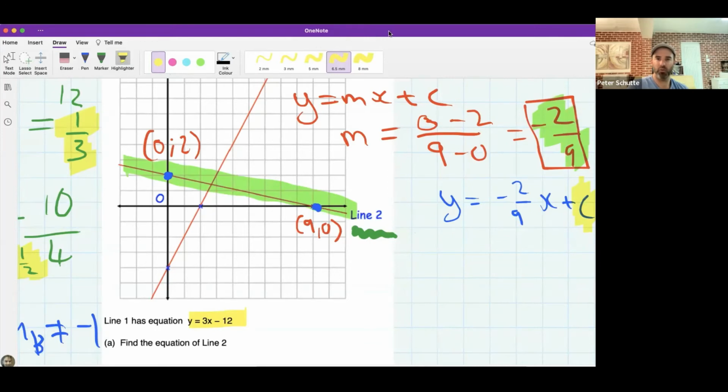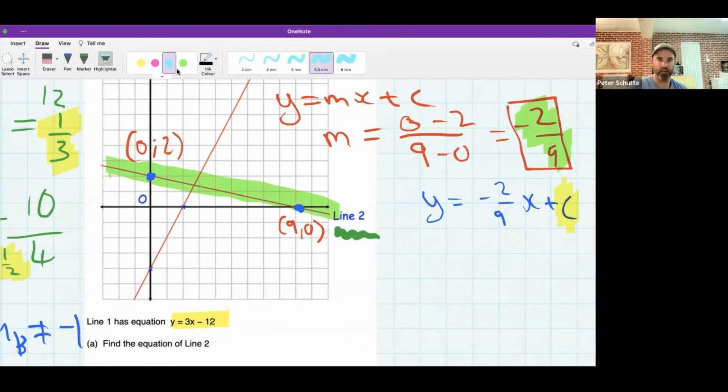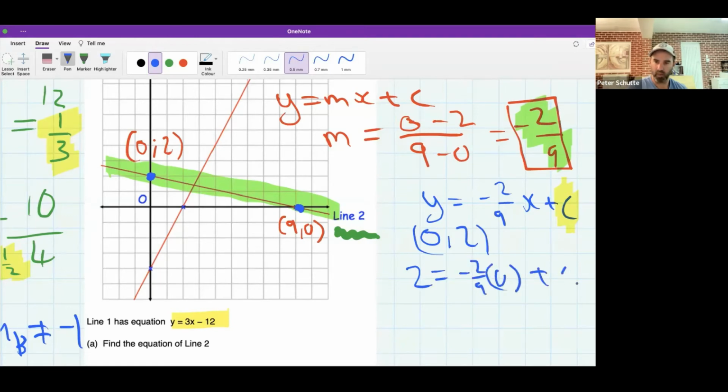Okay, so I think a lot of students will probably just choose one of the 2 points to sub in. Some of you will notice straight away that C is 2 because C is always the y-intercept. But even if you get stuck and you say, okay, I need to sub this point in, if you sub this point in, you get 2 equals, and anything times 0 has no effect. And so you see that C is 2. So in closing, y equals minus 2 over 9x plus 2 is the equation of this particular graph.